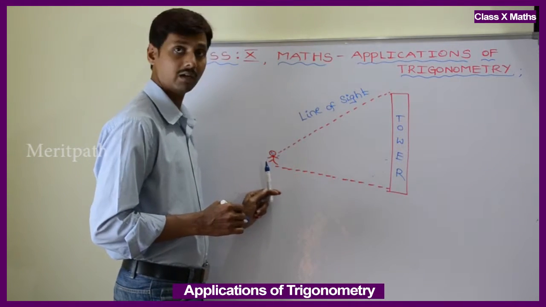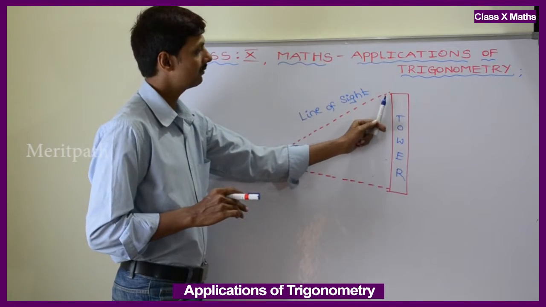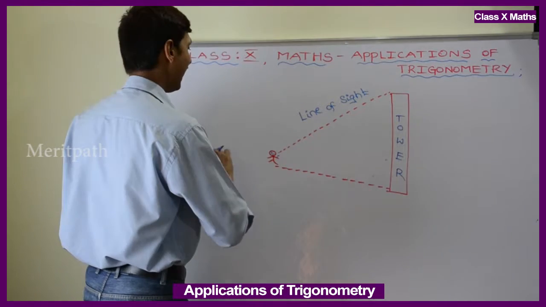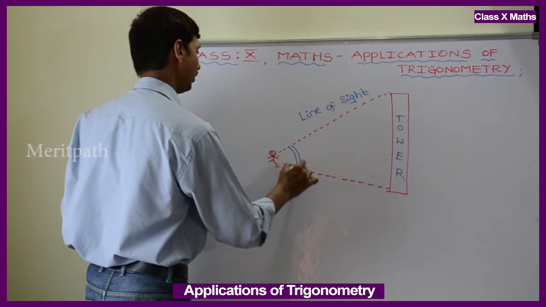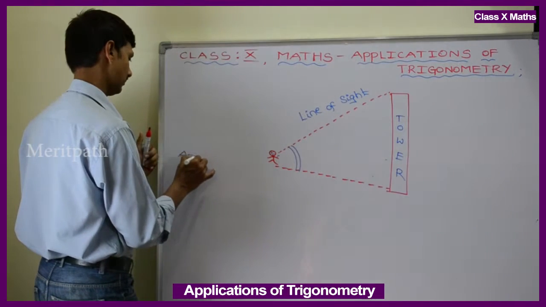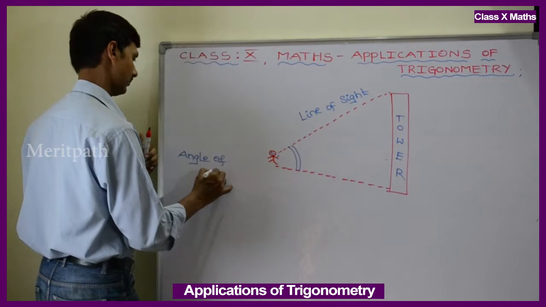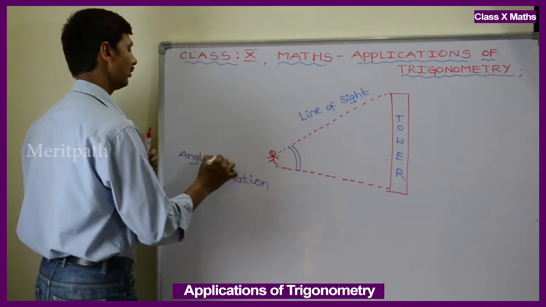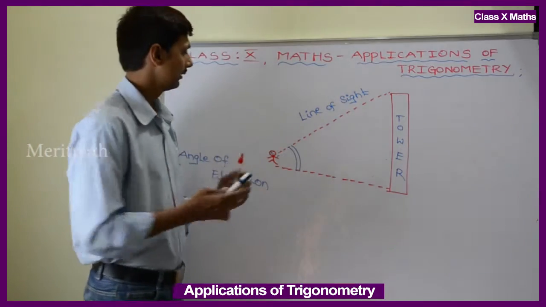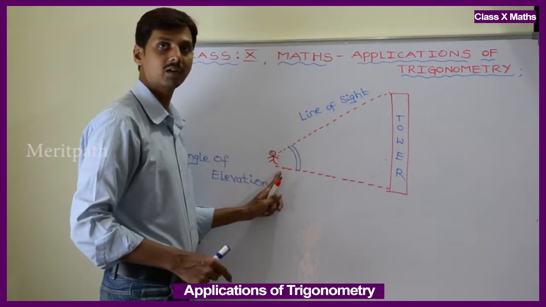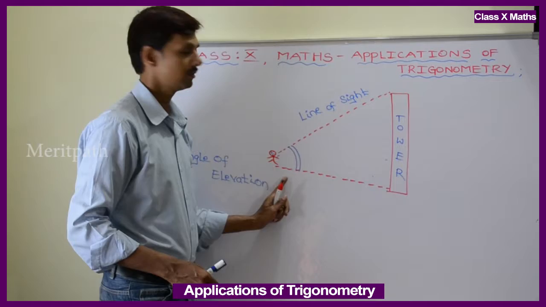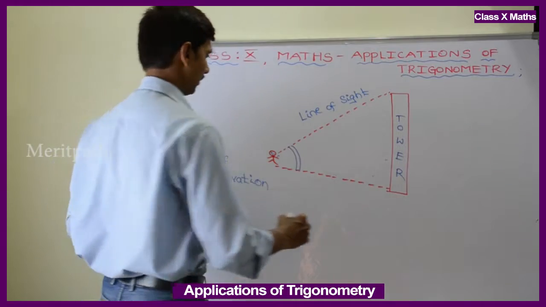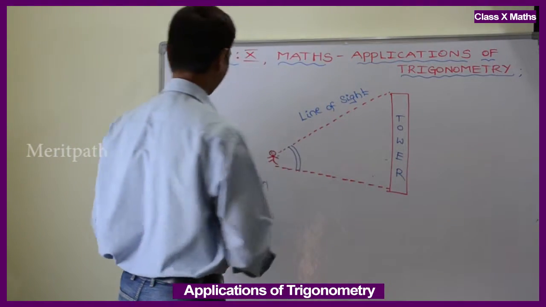And when the observer is here and he is observing the tower, the angle formed is called the angle of elevation. This is the angle of elevation, which is formed with the observer's horizontal line. So let us take another situation.